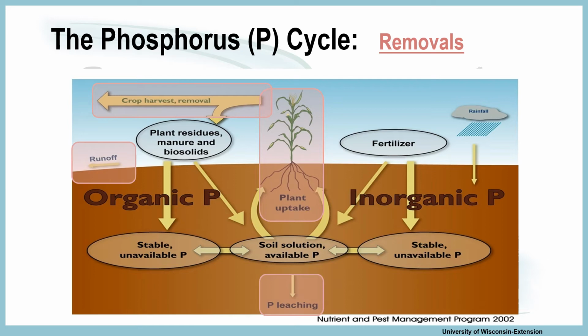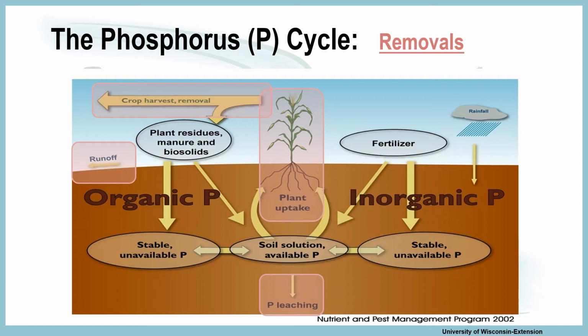Phosphorus is removed from the soil through several mechanisms. Crop uptake of phosphorus and the subsequent harvest of the crop removes phosphorus from the soil. Phosphorus can be lost from the soil through runoff, which is the overland flow of water that has not infiltrated into the soil, and erosion, which is the removal of soil from a field or a landscape. Controlling runoff and erosion losses are our biggest challenges in phosphorus management.